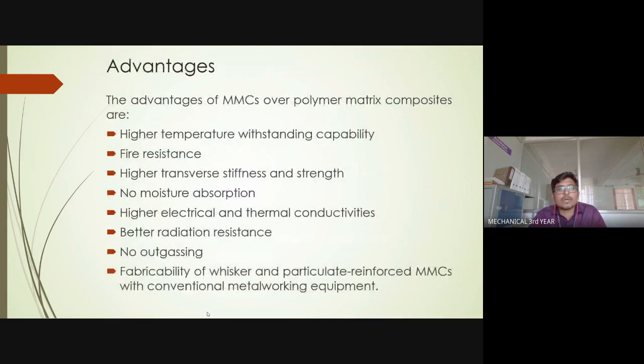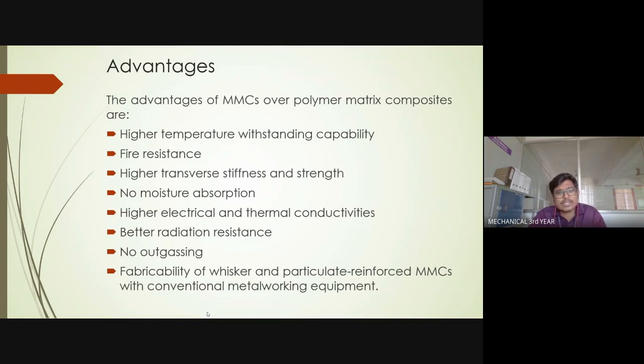Then we have some advantages of MMCs over polymer matrix composites, compared with your previous topic. Let us discuss the advantages we have in the case of metal matrix composites. First, high temperature withstanding capability: it can withstand high temperature when compared to polymer matrix composites, since polymer is nothing but plastic and cannot withstand higher temperatures. That can be eliminated with the help of metal matrix composites.